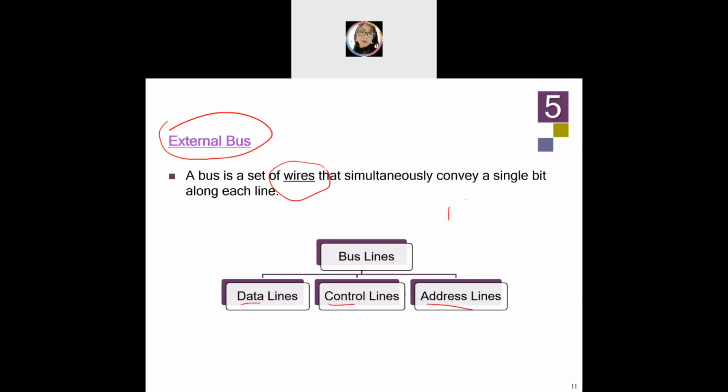So let's say you have an ALU and a register. You're going to have one line here. One line is going to be for a connection about data communication between ALU and register. Another wire will be for control, and another wire will be for address. So there will be several wires.